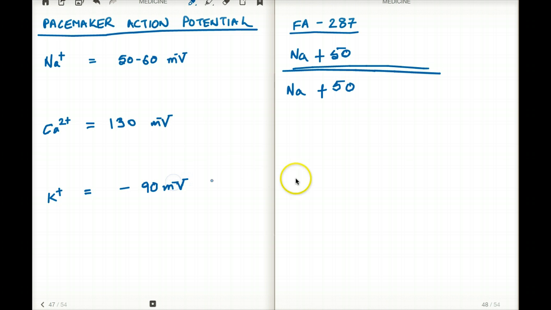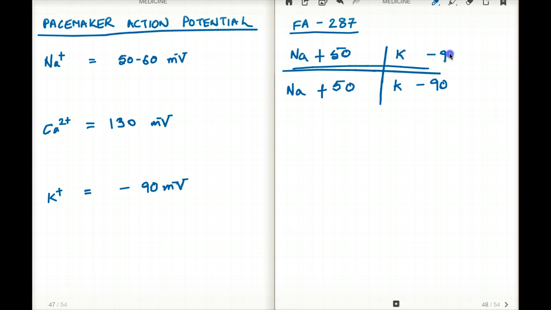I'm just going to skip calcium since the idea is the same, and go to potassium. For potassium to reach equilibrium, the membrane potential has to be negative 90. That's when it is going to reach equilibrium. This is very important to understand in the concept behind pacemaker action potential. Now let's talk about why these positive numbers or negative numbers make any difference in our understanding.